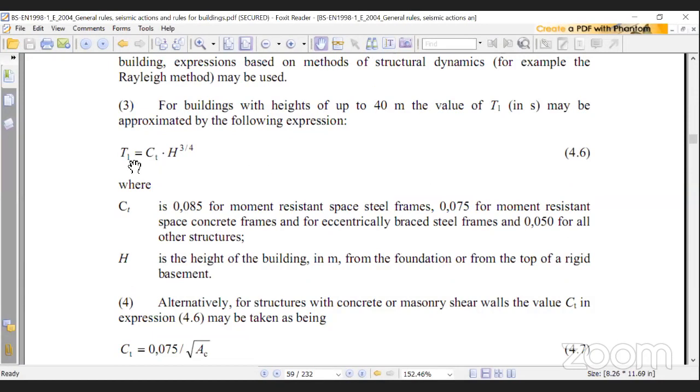This is equation number 4.6. The value of T1 is given as CT times the height of the building raised to the power 3/4, which is 0.75. CT is given as 0.085 for a moment resisting space steel frame, 0.075 for a moment resisting space concrete frame, and for an eccentrically braced steel frame, 0.050. For all other kinds of structures not specified there, the value you pick is 0.05.